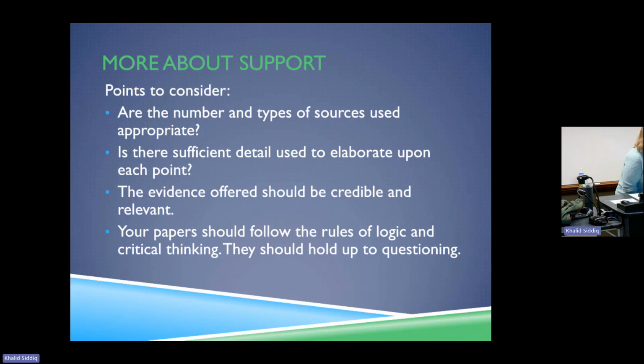Let's see, the evidence offered should be credible and relevant. I think we already talked about that. And your paper should follow the rules of logic and critical thinking. It should hold up to questioning. You should think about what people might ask you about your paper, where people are going to have different opinions, and where people might have questions. These are things we need to think about as we're writing so that we can make sure our thoughts are logical and that our writing is going to make sense. People are always going to disagree and people are always going to have questions, but they should be the kinds of things that you have already been thinking about, right?